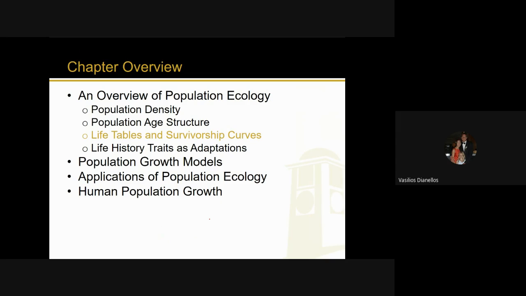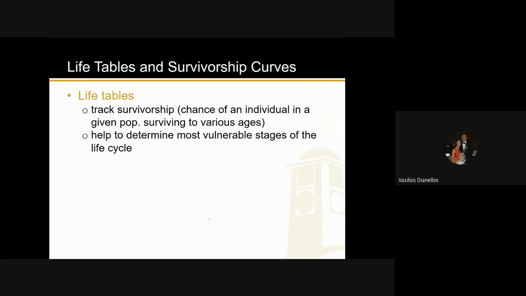All right. Let's talk about life tables and survivorship curves. These are kind of related to population age structure, as you'll see. A life table tracks the survivorship, which is the chance of an individual in a given population surviving to various ages, and helps to determine the most vulnerable stages of the life cycle. So before I even ask you if you have any questions about that, let's take a look at this.